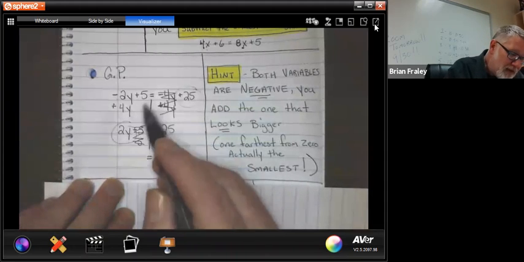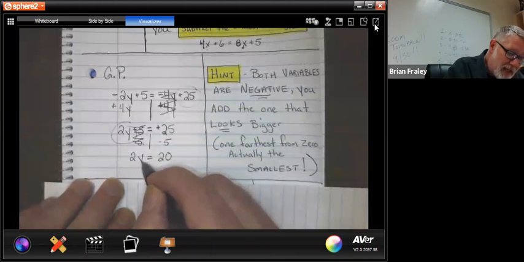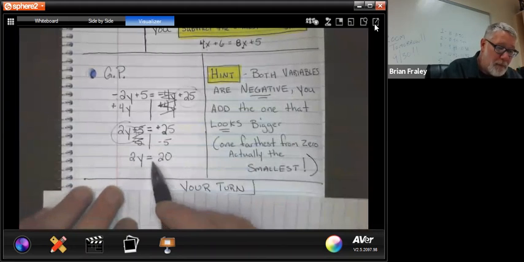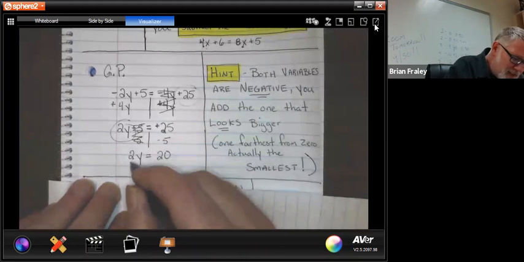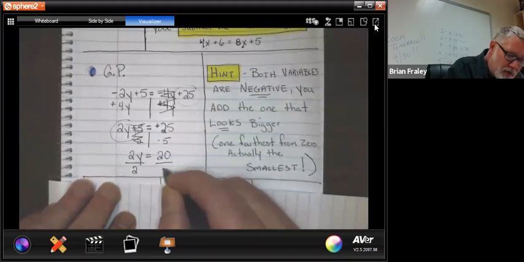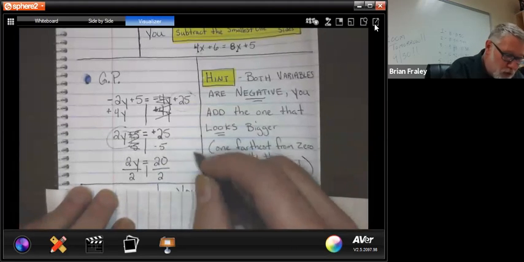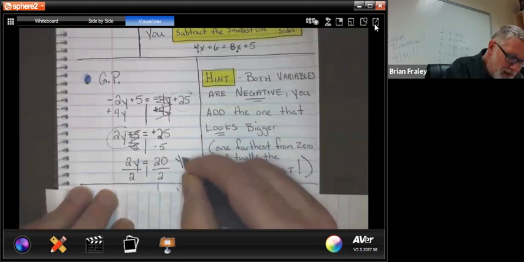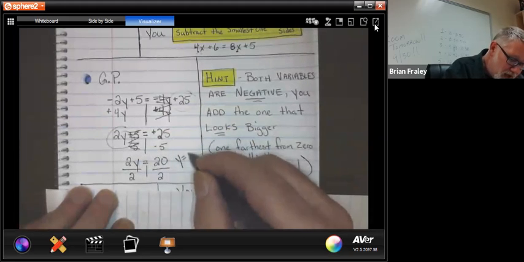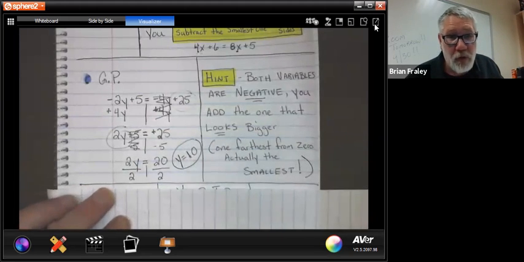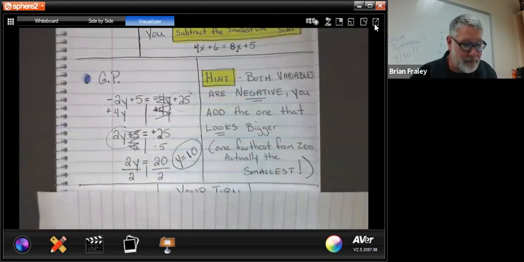What's left, I've got to bring down the 2y. I see kids all the time forget the 2 and say, my answer's 20. You're not done. If they're multiplying by 2, that's easy, guys. You do the opposite. So you draw your fraction bar and divide that side by 2, and you divide the other side by 2 also. Again, I ran out of room, so I'm going to put my y over here. And what is 20 divided by 2? Well, that's 10. And that's how you solve problems with variables on both sides that are both negative.